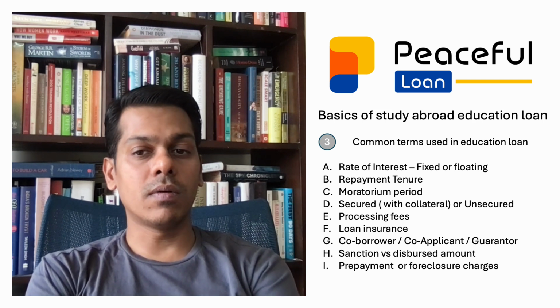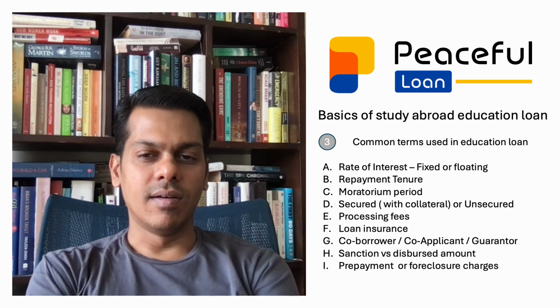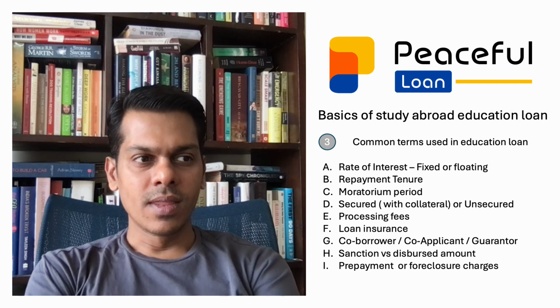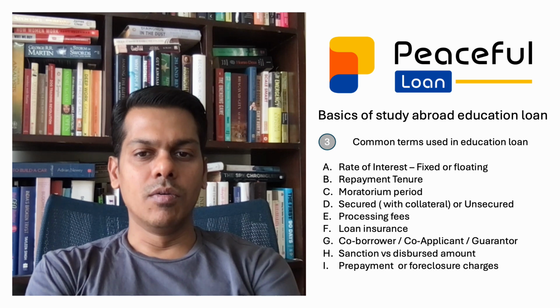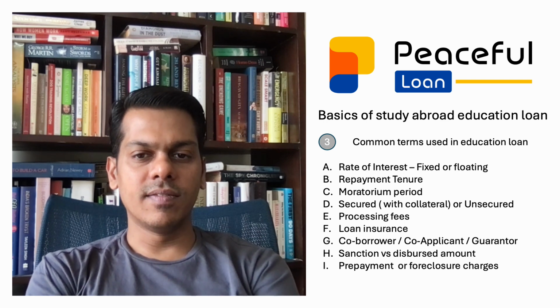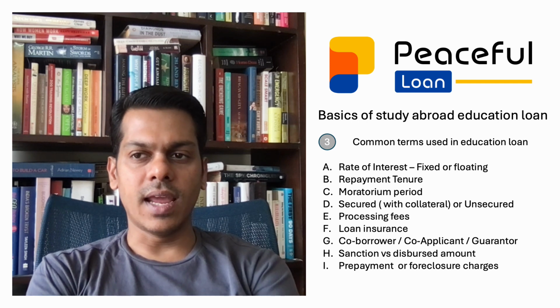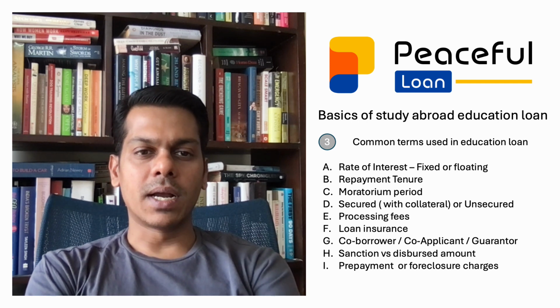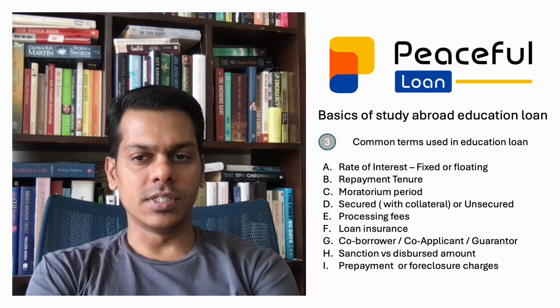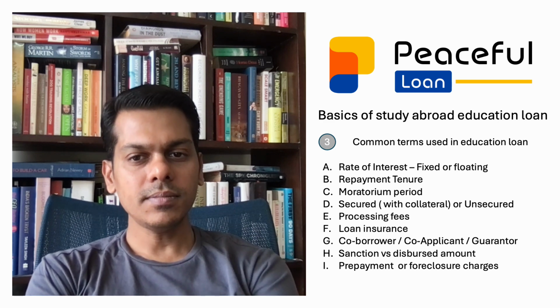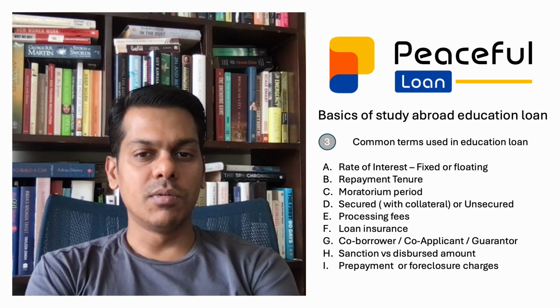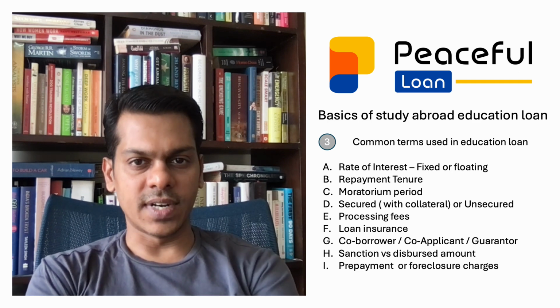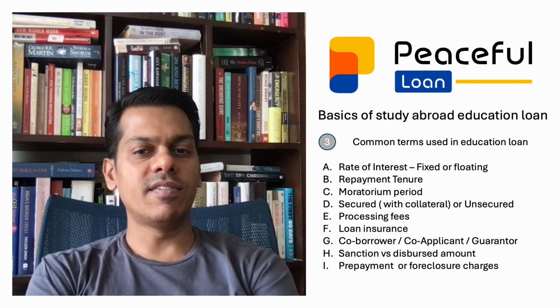Next is the co-borrower, co-applicant, guarantor. All these are synonyms, right? Banks are looking at somebody who is your relative or somebody who can stand as a guarantor for you in case you become incapable of paying the EMI for this education loan. Banks also derive the strength in terms of how much loan they can give you from the co-borrower's financials. That's a safety net from the bank's perspective.